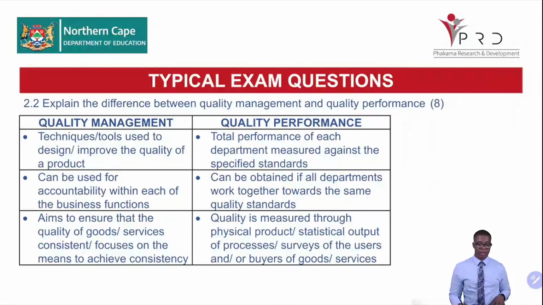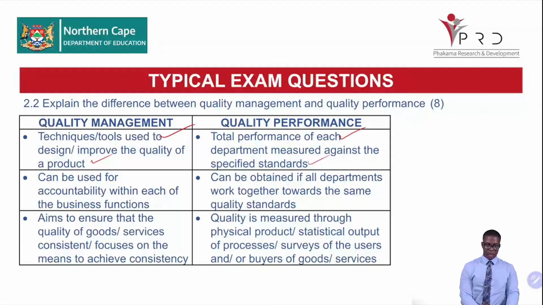Then we look into the differences between quality control, quality management, and quality performance. Techniques or tools are used to design or improve the quality of performance. But with quality performance, we are saying this is the total performance of each department measured against their specified standard. Quality management, the tool can be used for accountability within each business function. However, quality performance can be achieved if all work together towards the same quality standard.